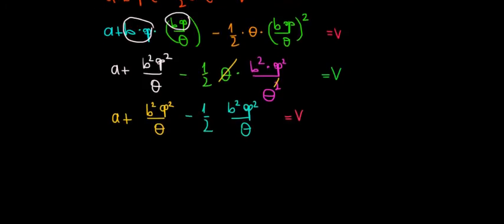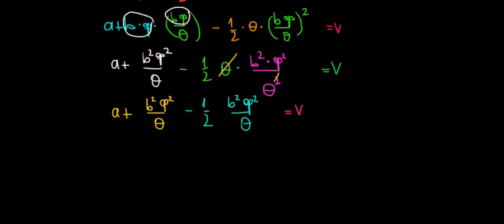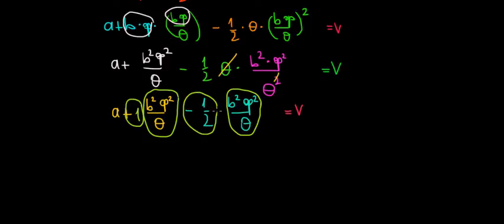Okay, what do we have here? We're subtracting two terms which are the same, b squared theta squared divided by theta, but the coefficients are different. The coefficient here is positive 1, and over here it's minus 1 over 2. So 1 minus 1 over 2 is just 1 over 2, meaning we have left a plus 1 over 2 multiplied with the remaining term, which is b squared times theta squared divided by theta, and that's equal to the alternative utility of v.